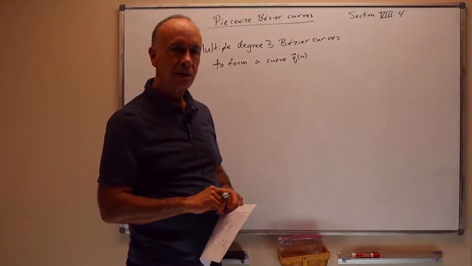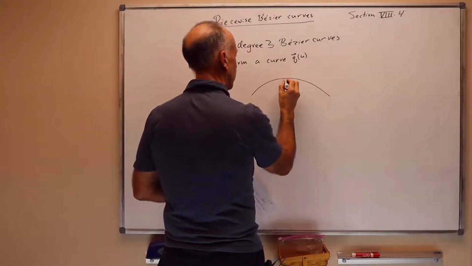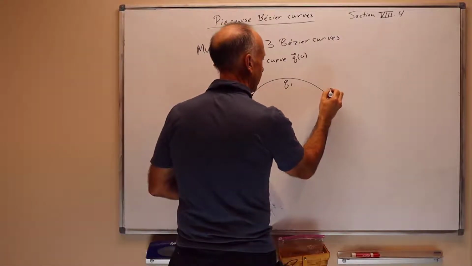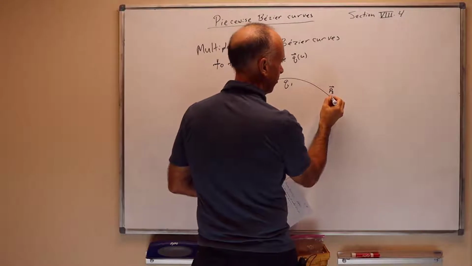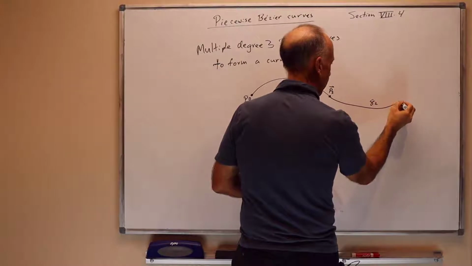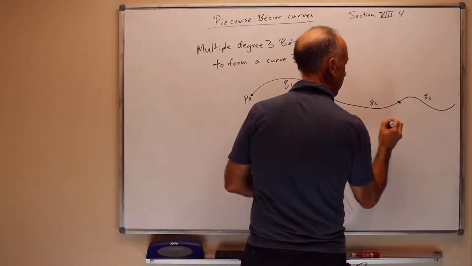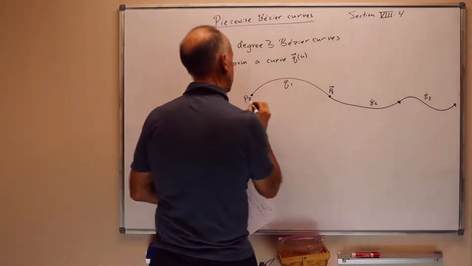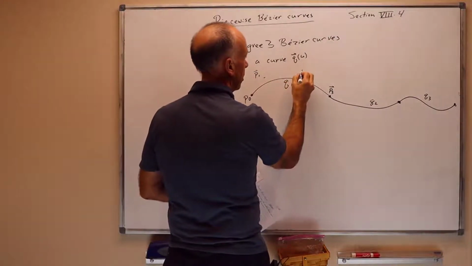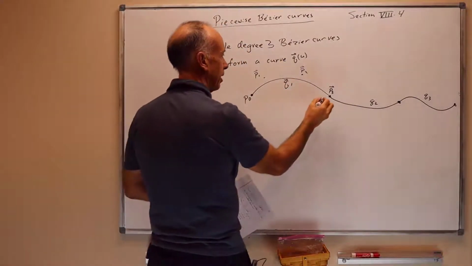So let's draw an example of this with 3 pieces. We'll start off, the first piece will be called Q1, and it'll start at P0 and end at P3. The second part will be called Q2, and the third part will be called Q3. And we'll let the control points for Q1 be P0, P1, and P2. So Q1 is a degree 3 Bezier curve by itself.